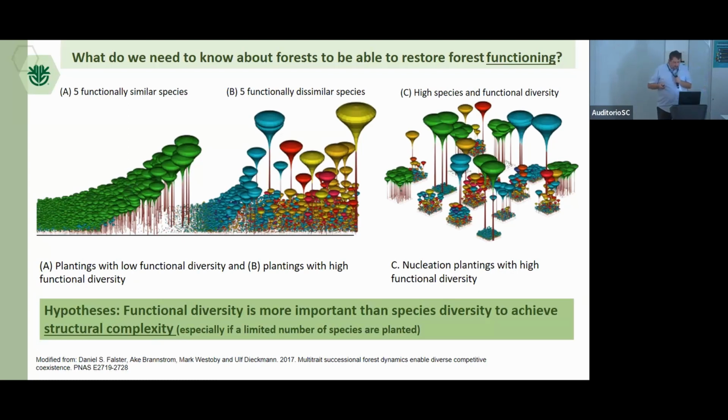And even more, if more elaborate planting approaches are used, like a nucleation approach, where only islands are planted, and if the islands are planted with a set of very different species, you get the highest complexity of the resulting forest. This has not really been shown. It's a hypothesis. What I'm saying here is that functional diversity is more important than species diversity to achieve structural complexity, and I would say especially if only a limited number of species are planted. So now, did I make this up?